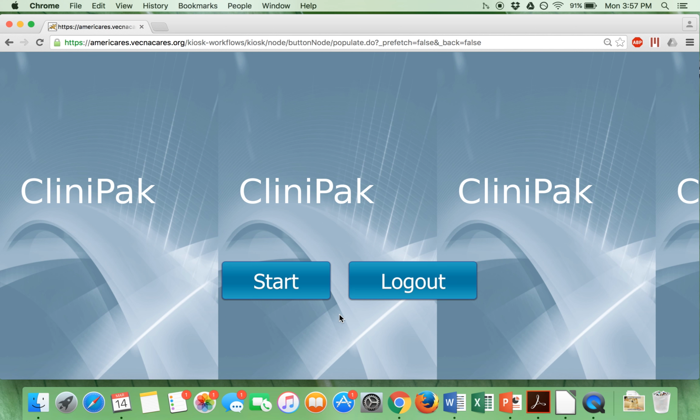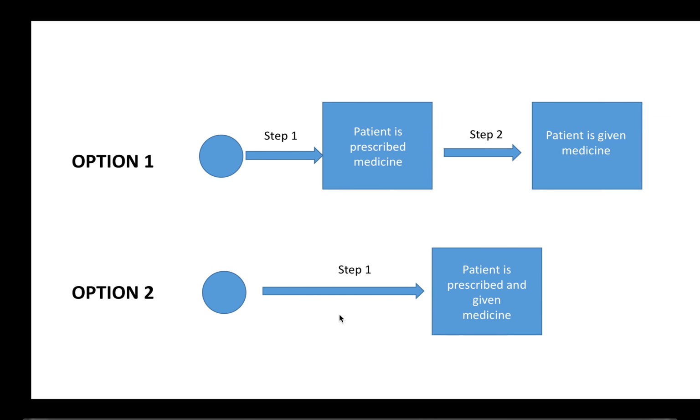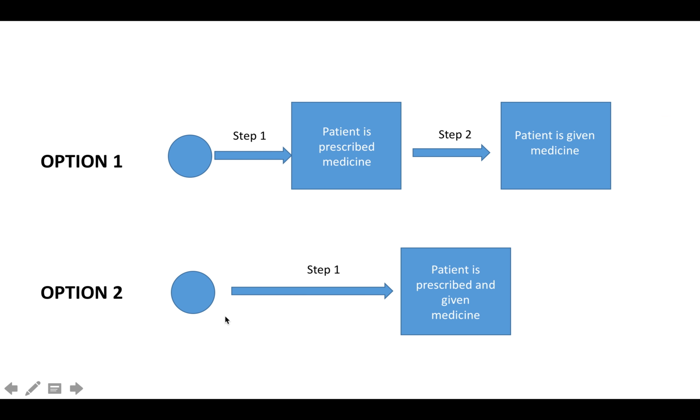Okay, that was option 1. As a recap, if you're doing option 1, you dispense medicines in 2 steps. First, you prescribe them, then you dispense them. If you're doing it that way, you would first use the Prescribe feature in the CliniPAK, prescribe the medicine, and then you'd use the Dispense feature after to dispense the medicine to the patient. If your clinic is one that has prescription and dispensation all in one step, you might be looking at option 2.